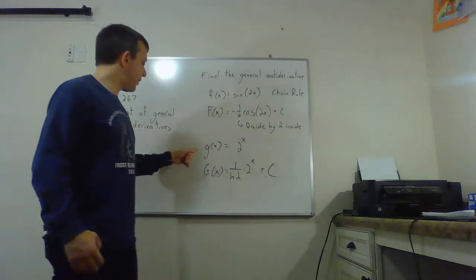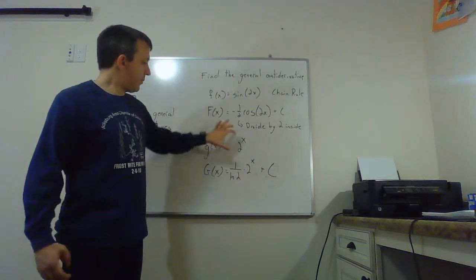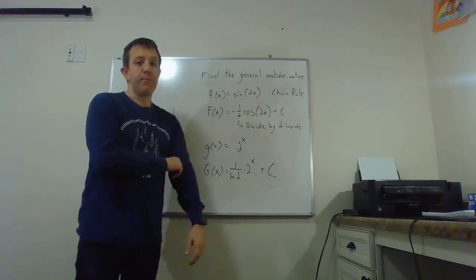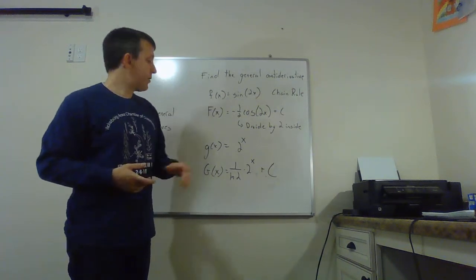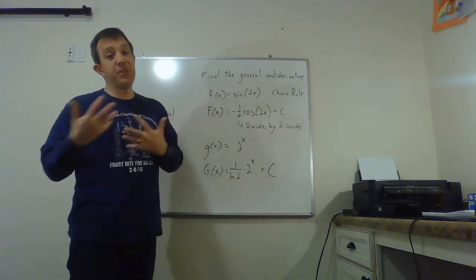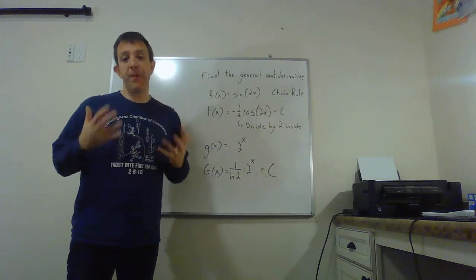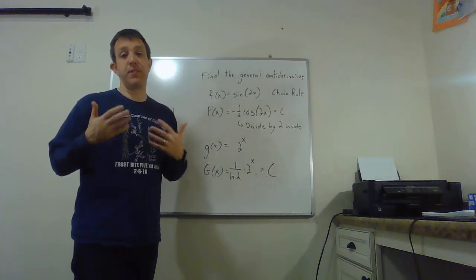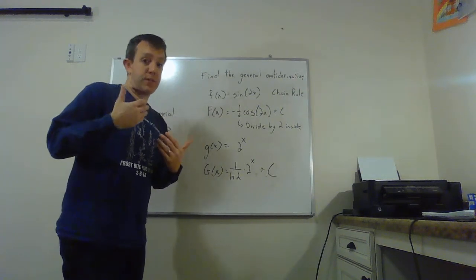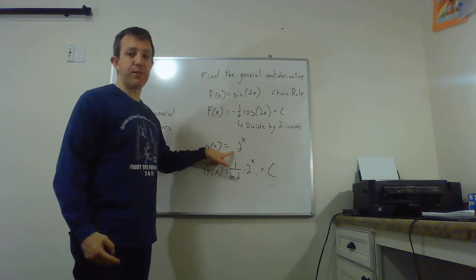My next one, little g of x, is 2 to the x. So again, we have an exponential problem here, and we know its derivative. We're trying to go backwards, but we do know the derivative of 2 to the x. Remember, when you have 2 to the x, its derivative is just natural log of 2 times 2 to the x. Well, there's no natural log of 2 here.